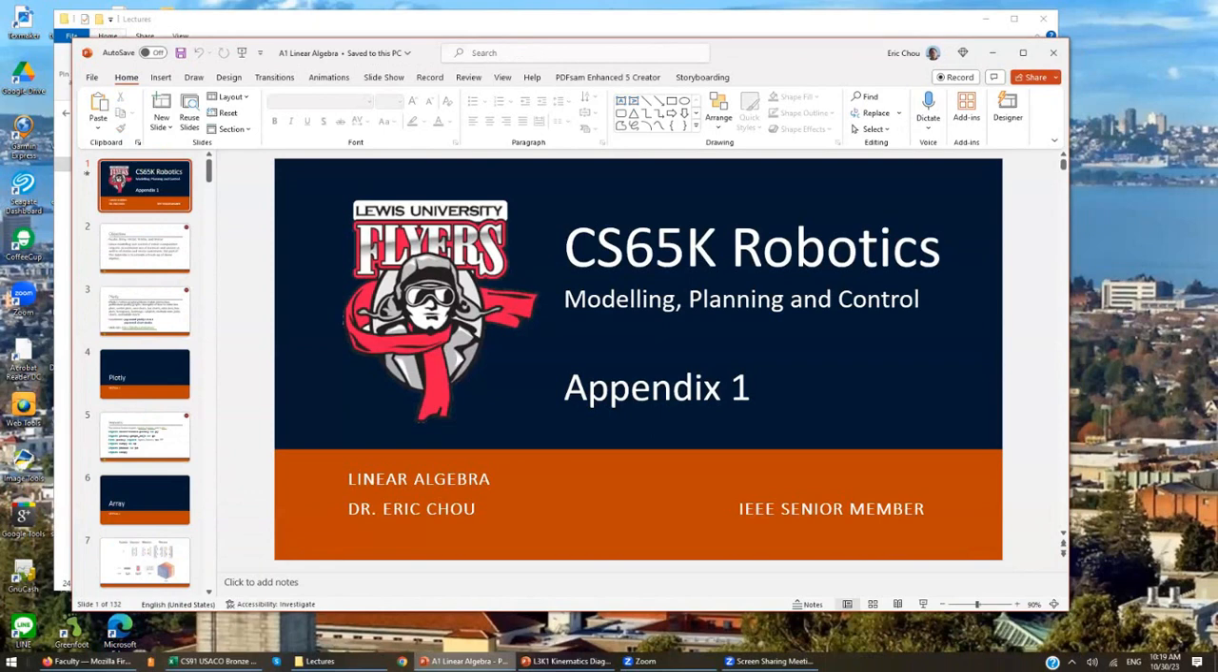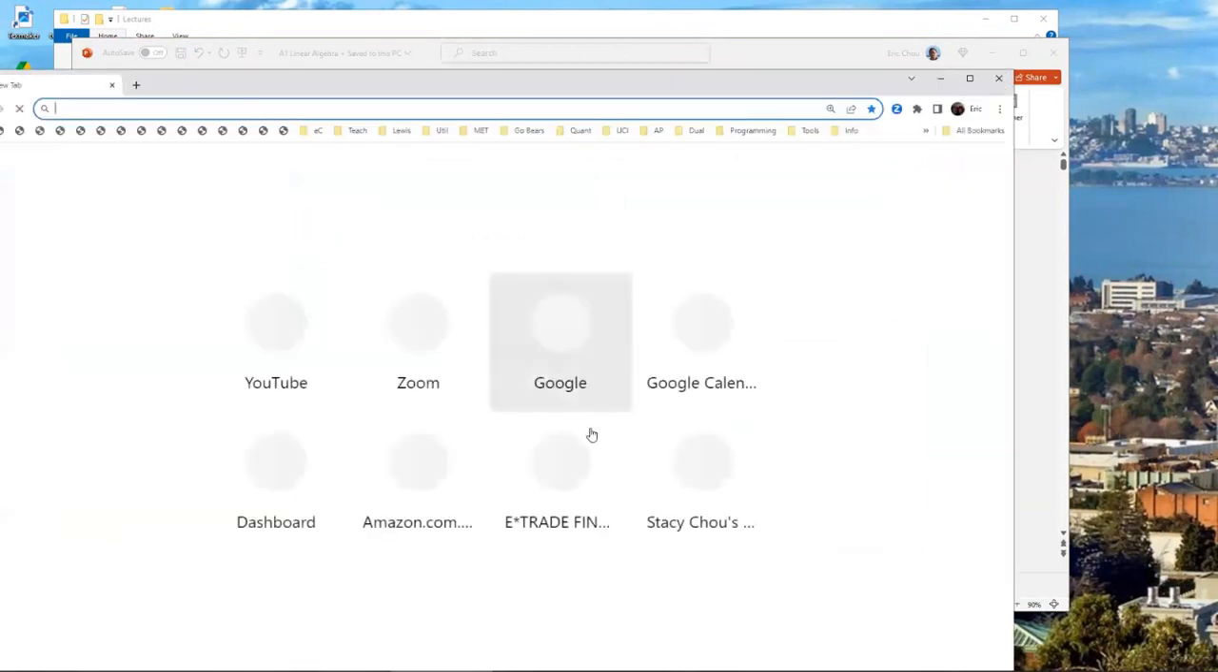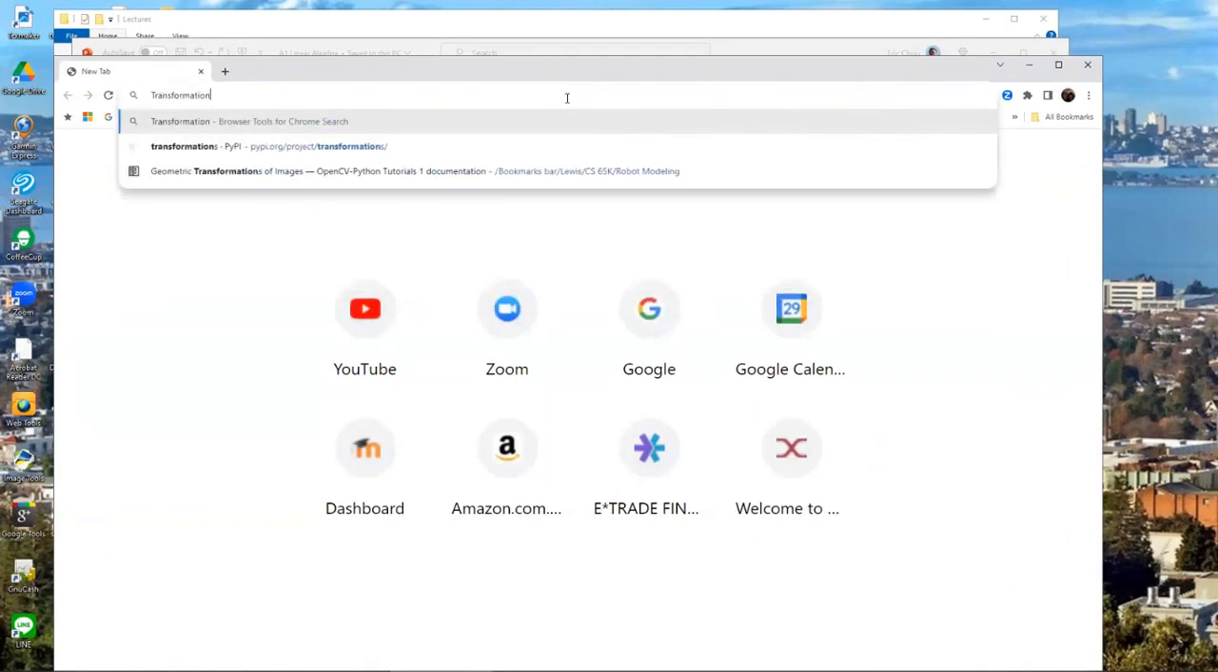Let me show you the transformation. Sorry, today my computer is a little bit old, so I waste too much time on it.